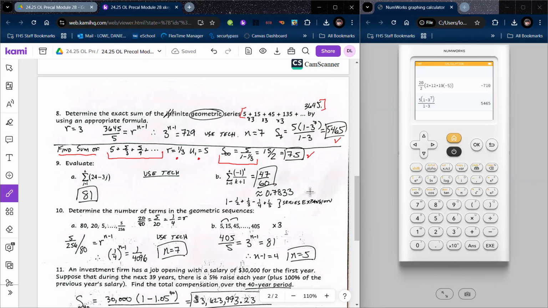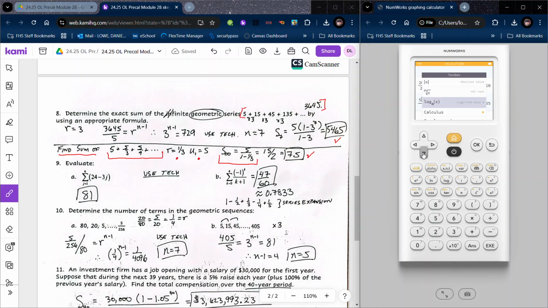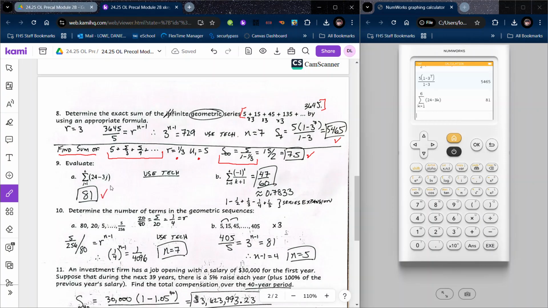For number 9, we're using technology, or we could try to do it without technology, but we want to evaluate. And to evaluate summation notation or sigma notation, I can go to my calculator to do my summation. So once again, on the NumWorks, I'll go to the toolbox, go to calculus, where my summations are, and I have the sigma notation. My counter starts at 1, and my counter goes to 6, and I have 24 minus 3 times my counter, and that gives me the 81.